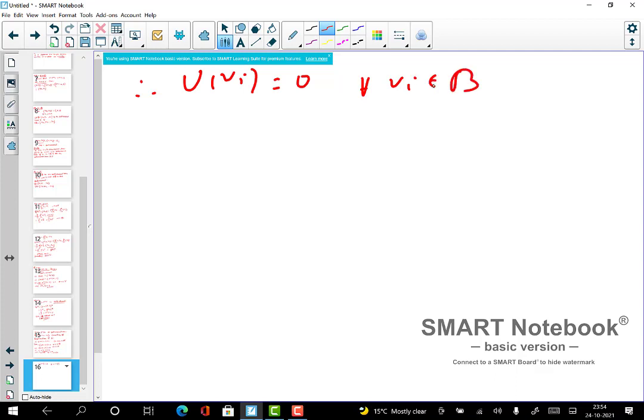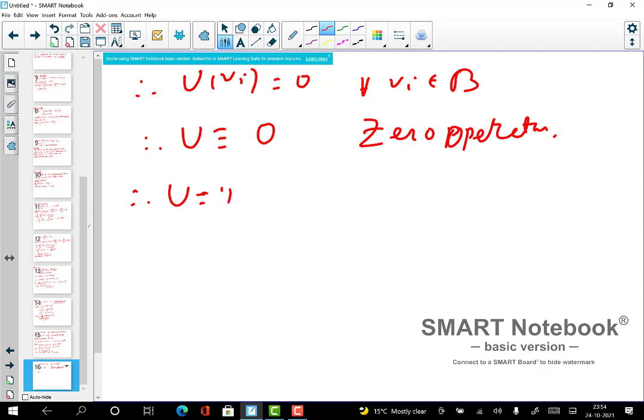So the operator which is 0 on every basis element, what does that mean? That means U has to be identically the 0 operator. But what is U? U is nothing but I minus T star T, which is equal to the 0 operator, and hence T star T has to be the identity, right? Clear?